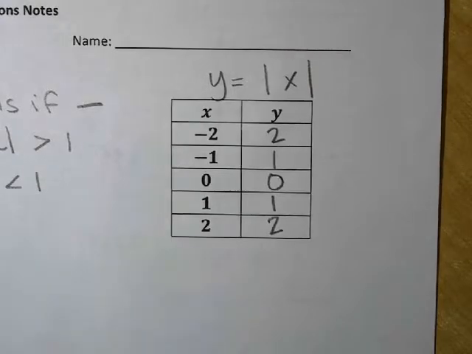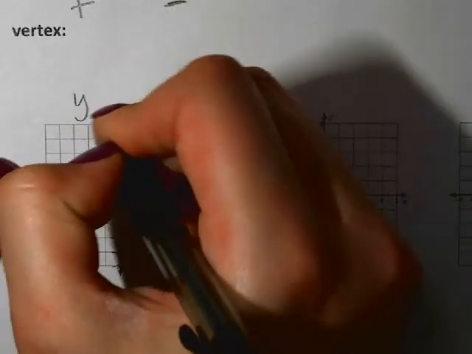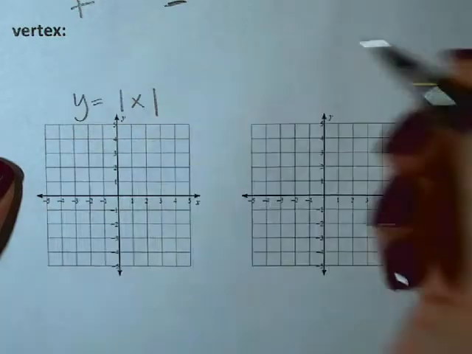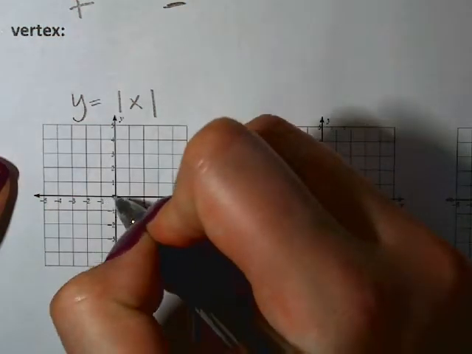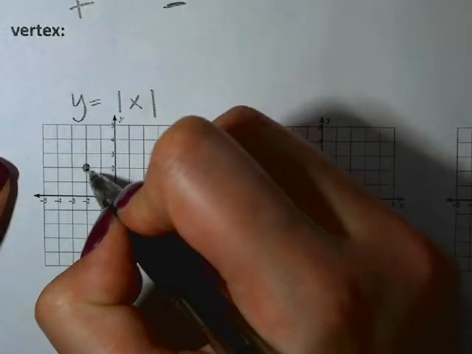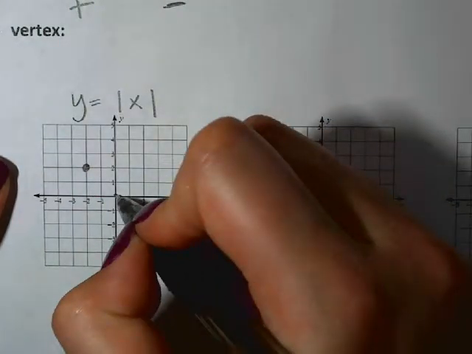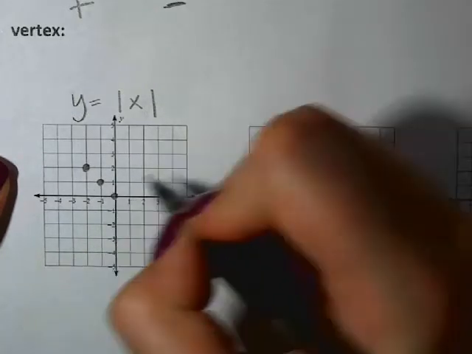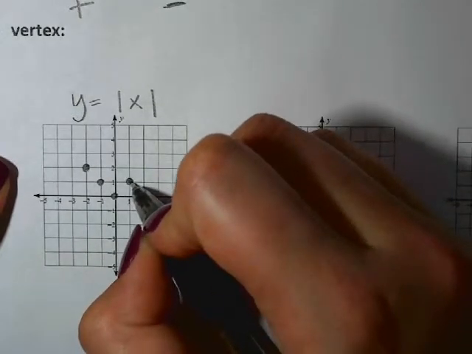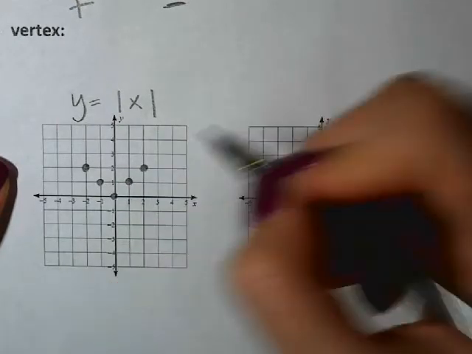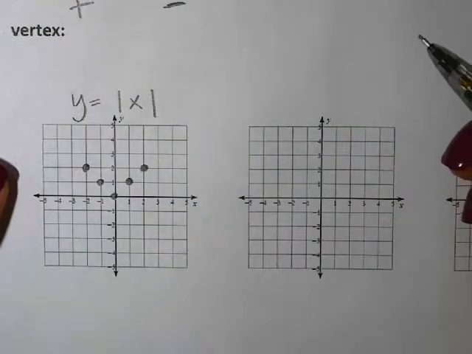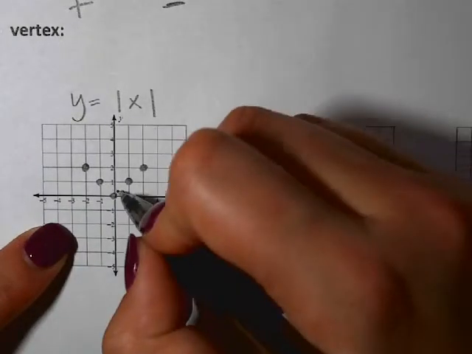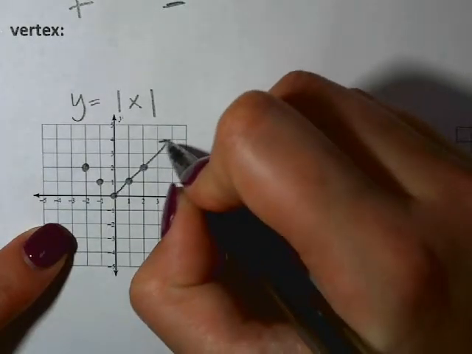Okay, so what we're going to do is we're going to take those points, we're going to graph them on the first graph that's written over here. So I'm going to say y equals absolute value of x. So the first point we had was left 2, up 2. And then we have left 1, up 1, and 0, 0, and right 1, up 1, and right 2, up 2. So what shape is that? It's a V. So absolute value graphs make perfect V shapes.